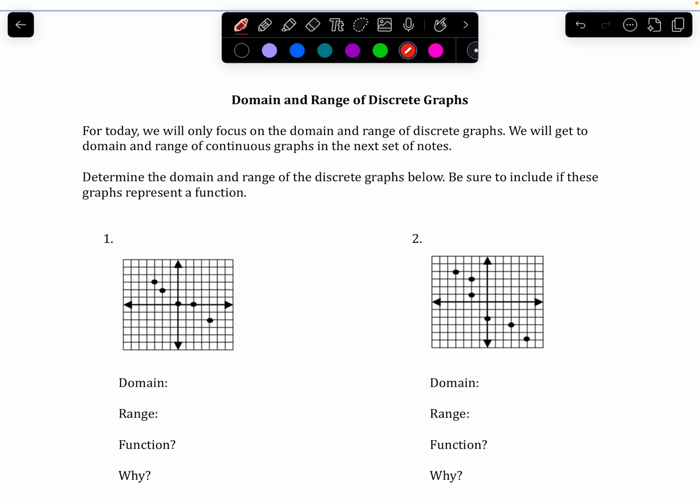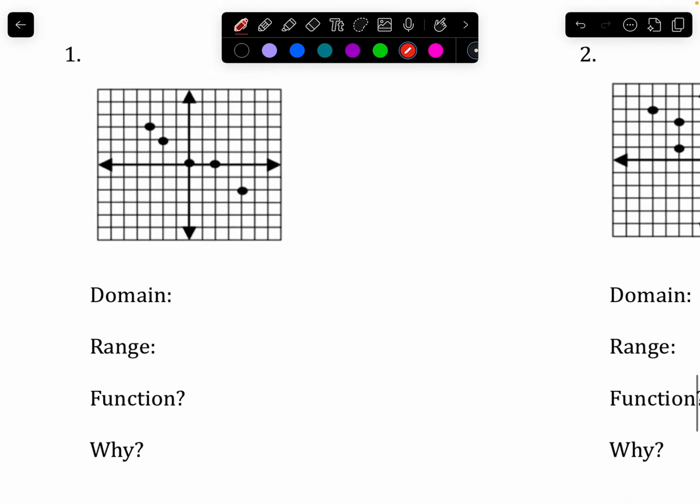This set of notes does not contain domain and range of continuous graphs because it is much more complicated than finding the domain and range of discrete graphs. So all we're doing today is focusing on whether word problems are continuous or discrete, and then focusing very specifically on the domain and range values of discrete graphs.